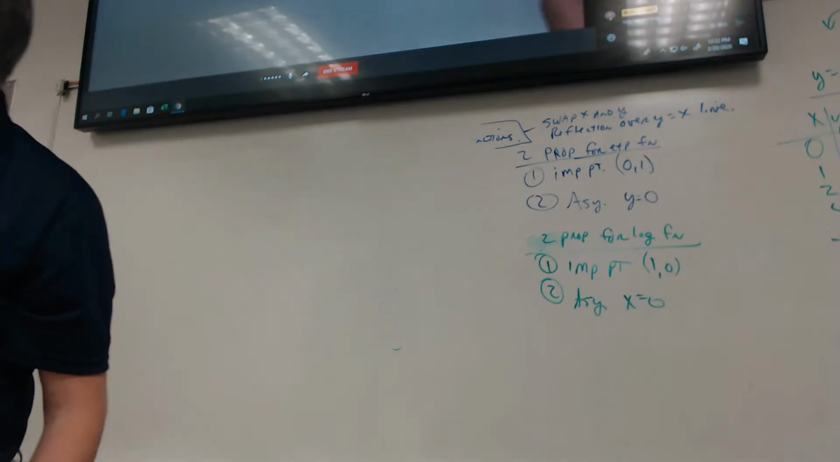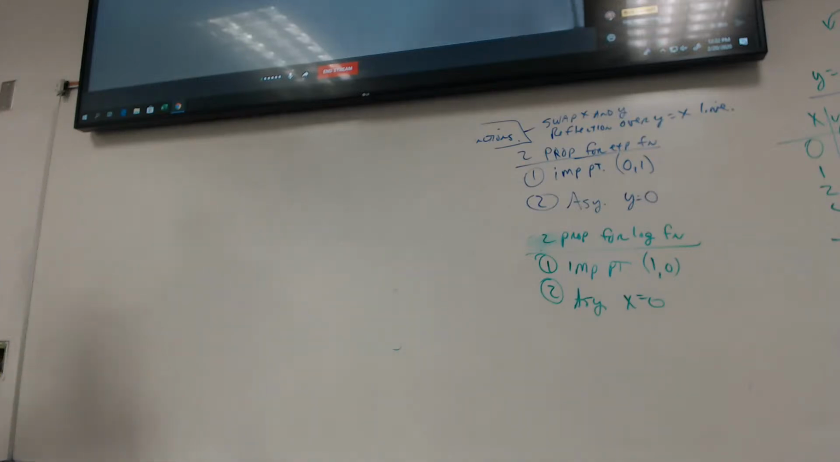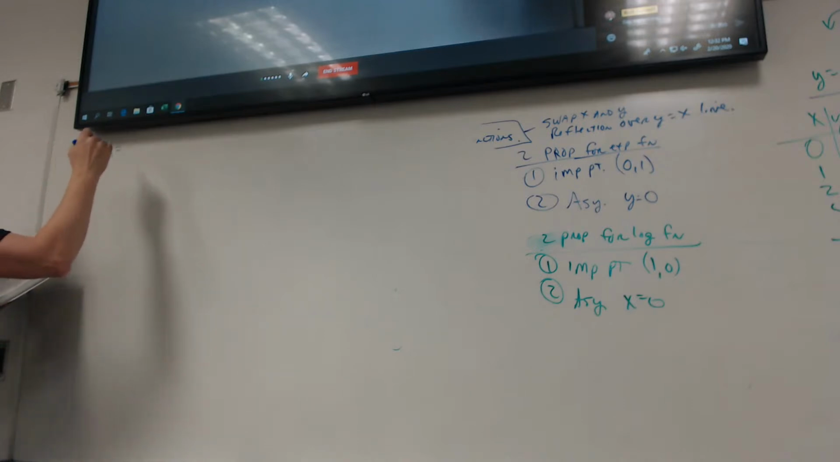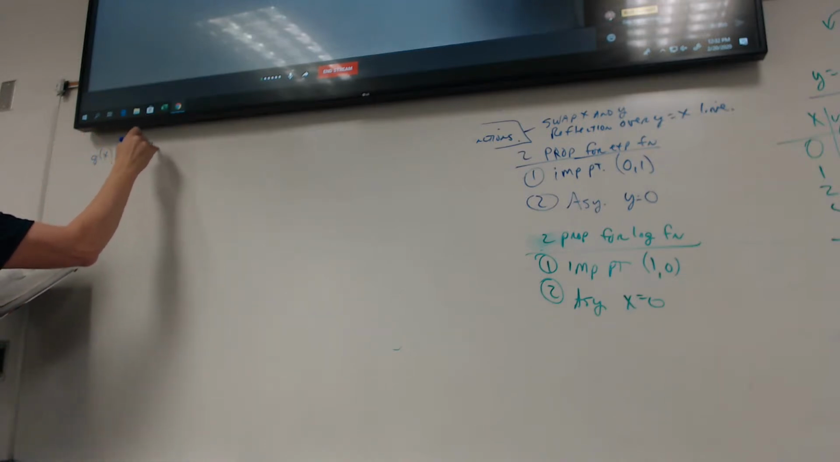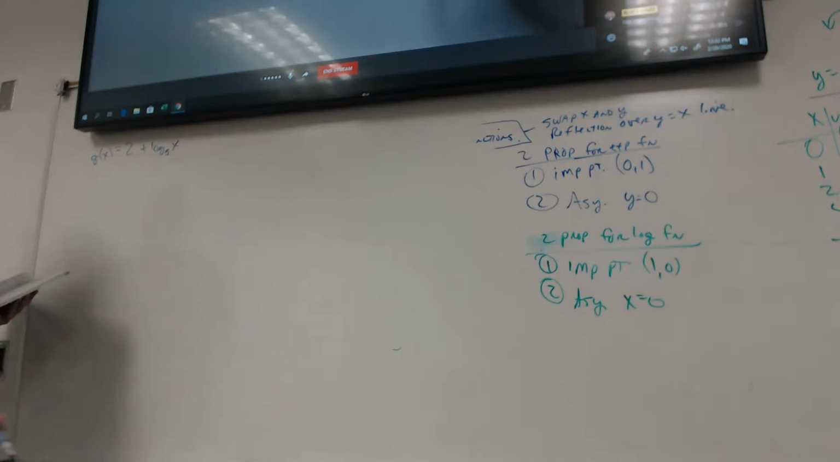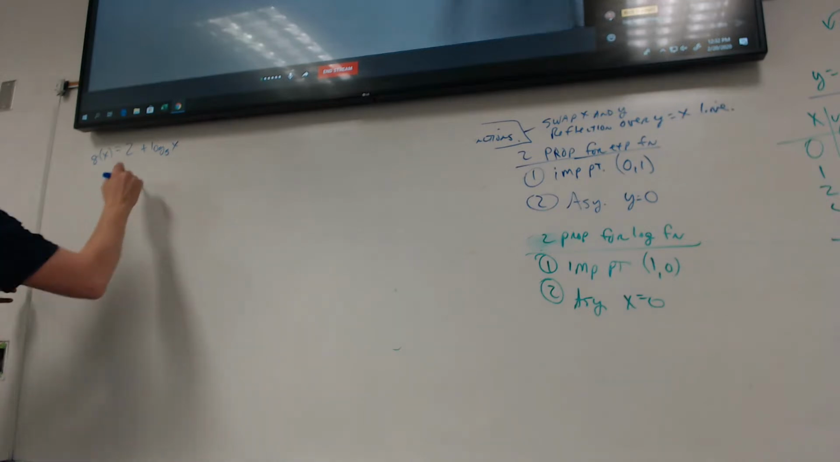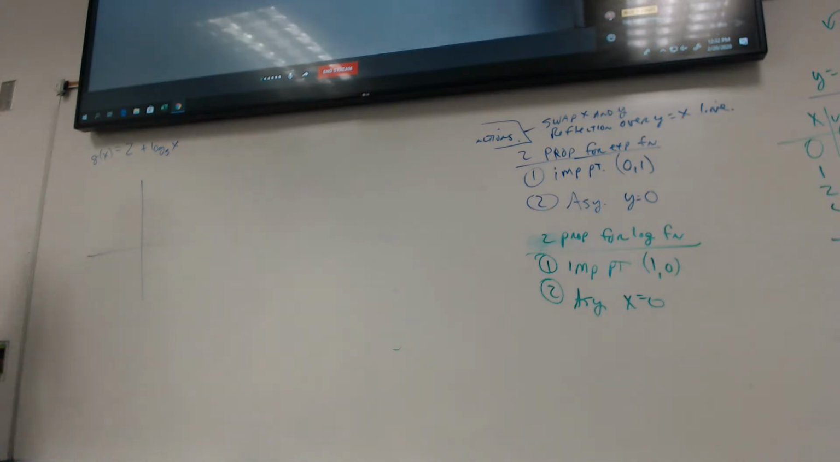What would be g of x equals 2 plus the log base 5 of x? We want to graph it. We're going to try to do it without plotting points.